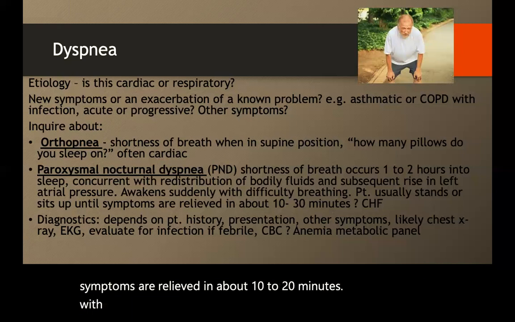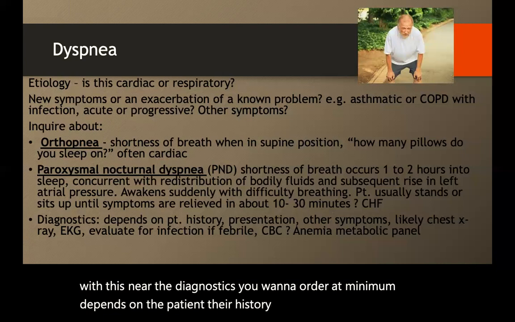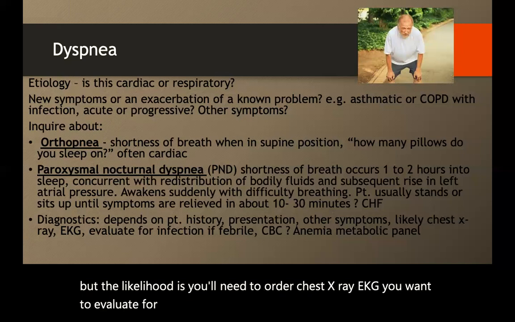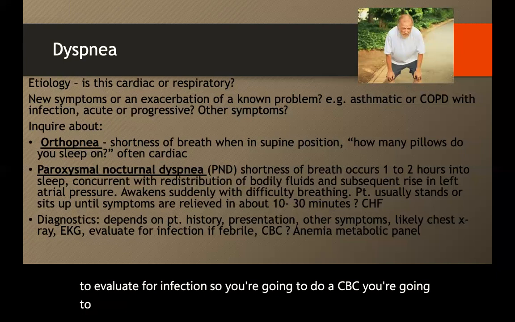With dyspnea, the diagnostics you want to order at minimum depend on the patient, their history, presentation, and other symptoms. But the likelihood is you'll need to order a chest x-ray and EKG. You want to evaluate for infection, so you're going to do a CBC, check for anemia, and look at their metabolic panel.